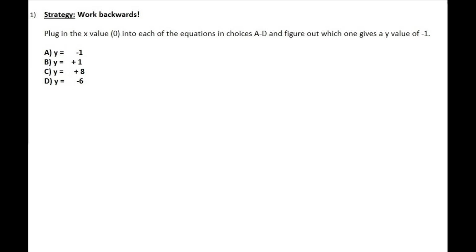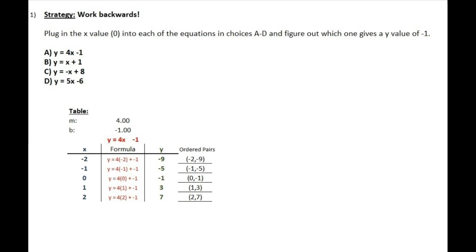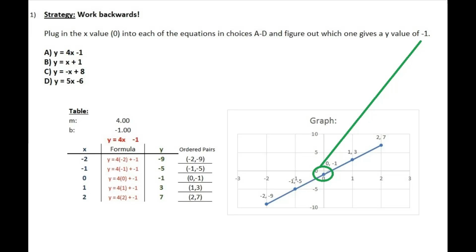But let's go ahead and prove that. If we're looking at A and we say that that's our answer, we should say, okay, if I graph this thing, when I plug in 0 for our x, that line should cross the y-axis at -1. Here's our table, and all I did was plug in -2, -1, 0, 1, 2, and you'll notice I have a set of ordered pairs here. We have -2, -9, -1, -5, 0, -1, 1, 3, and 2, 7. If we graph this as a line, you'll see that that blue line crosses the y-axis at -1. So A is definitely our answer.